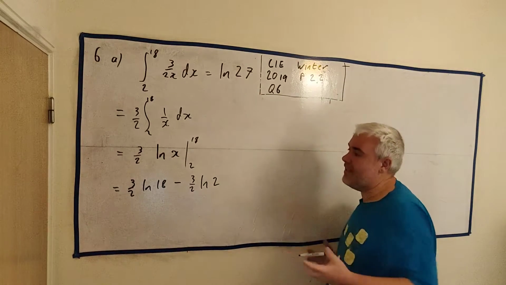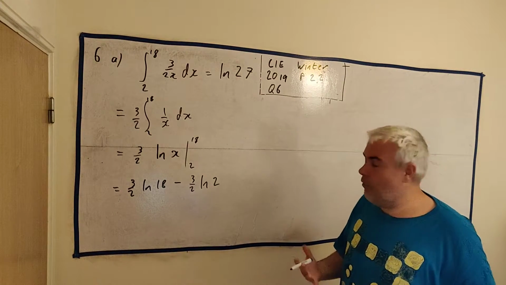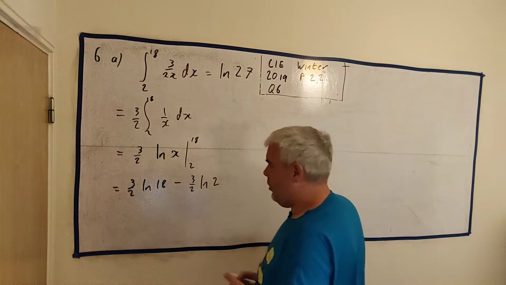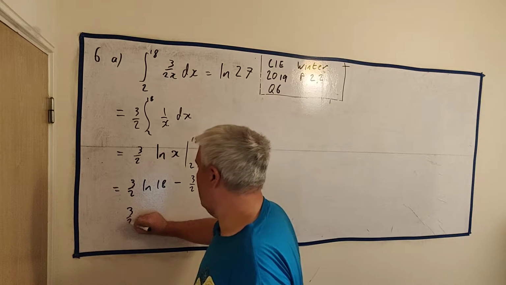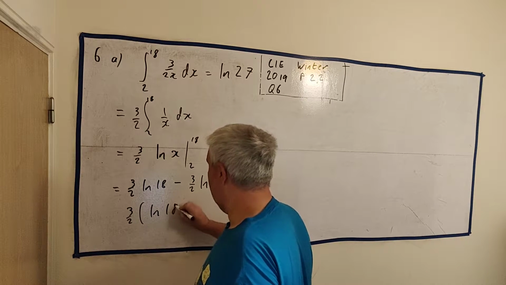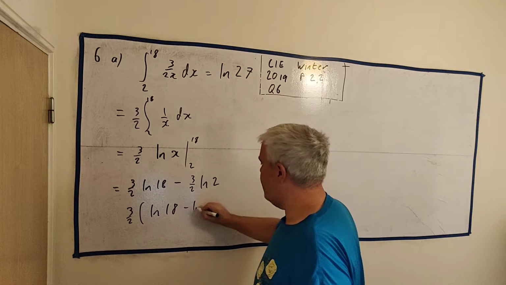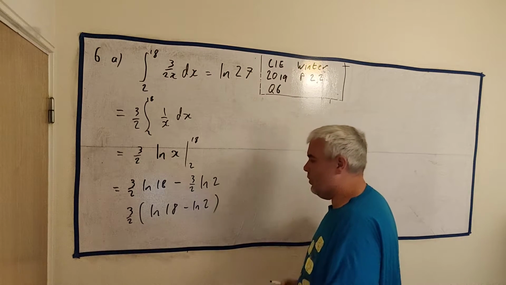Doesn't quite look like this yet. This is where we start hopefully getting ideas. A couple of things we can do is we could take 3 over 2 out: 3 over 2 times natural log 18, I should have probably done that already, minus natural log 2. Okay.